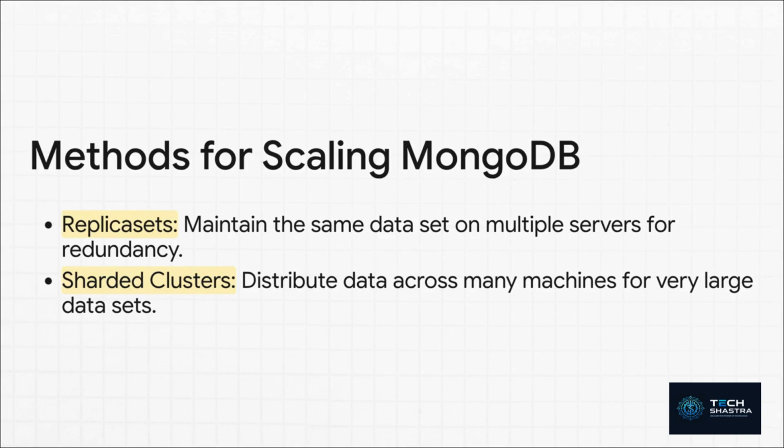First, you have replica sets, which basically create copies of your data for safety. So if one server goes down, another one just takes over instantly. Then, for truly massive scale, you use sharding, which splits your data up across tons of different machines. It lets you scale out horizontally, almost infinitely.